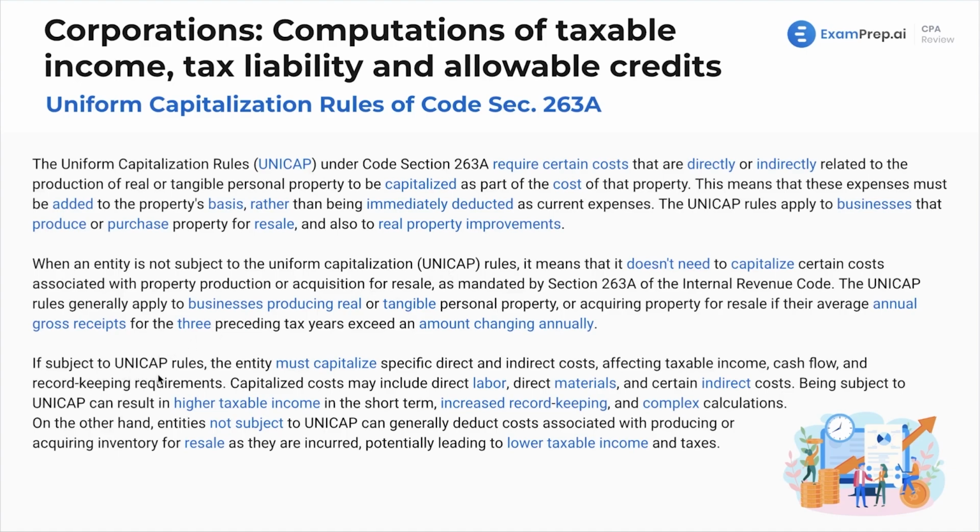So again, if you're subject to UNICAP rules, the entity must capitalize specific direct and indirect costs affecting taxable income, cash flow, and record-keeping requirements. Some of these capitalized costs may include direct labor, direct materials, and certain indirect costs. Being subject to UNICAP can result in higher taxable income in the short term, increased record-keeping, and complex calculations. Don't we love that? On the other hand, entities not subject to UNICAP can generally deduct costs associated with producing or acquiring inventory for resale as they're incurred, potentially leading to lower taxable income and, as such, lower taxes. All right, not too bad. Again, we're seeing here just another downside of being a larger company. We're trying to help these smaller businesses out.